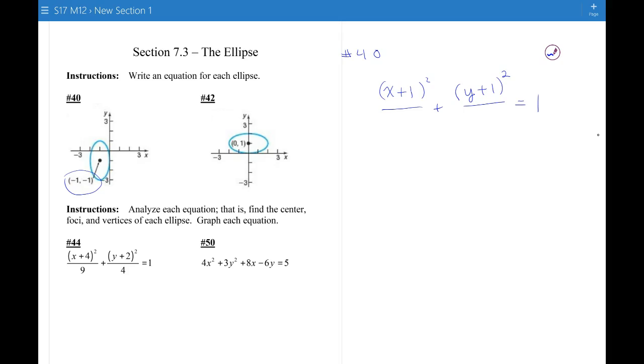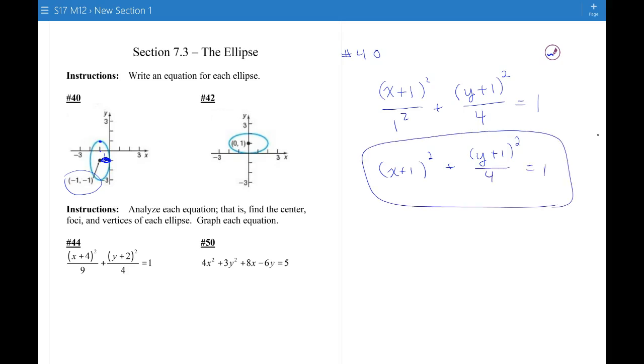Well, we can see that in the x direction, from the center to the edge of the ellipse is 1. So this is going to be 1 squared. And in the y direction, it's 2, so this is going to be 4. Typically we don't write divided by 1 because it's just a waste of effort. So this would be the equation for that ellipse. And once again, you can use Desmos to check your answer. I'd encourage you to do that, in fact.